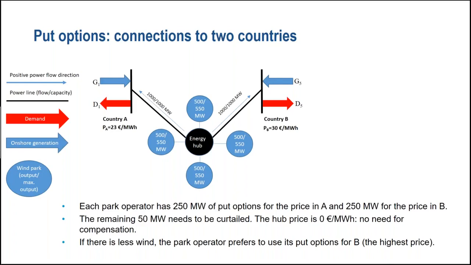Similarly, each park can receive 250 megawatts of options for the price in A, because after all, this is a snapshot, and the price in A may well be higher than the price in B at other times. Now, during the case of high wind, this means that the parks can each get 250 megawatts at the price of B, 250 megawatts at the price of A, and the remainder 50 megawatts would not have a price and would need to be curtailed.